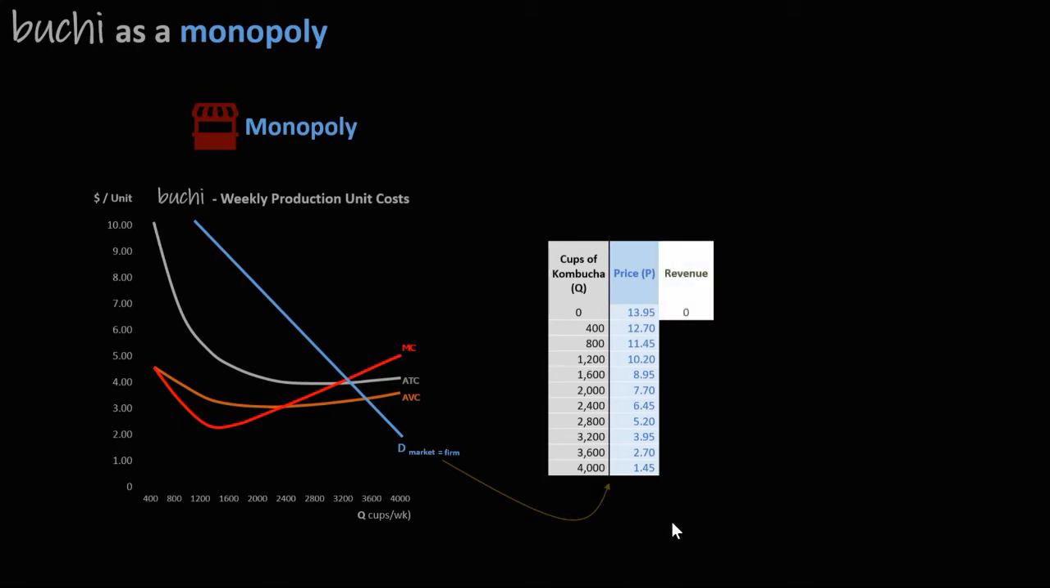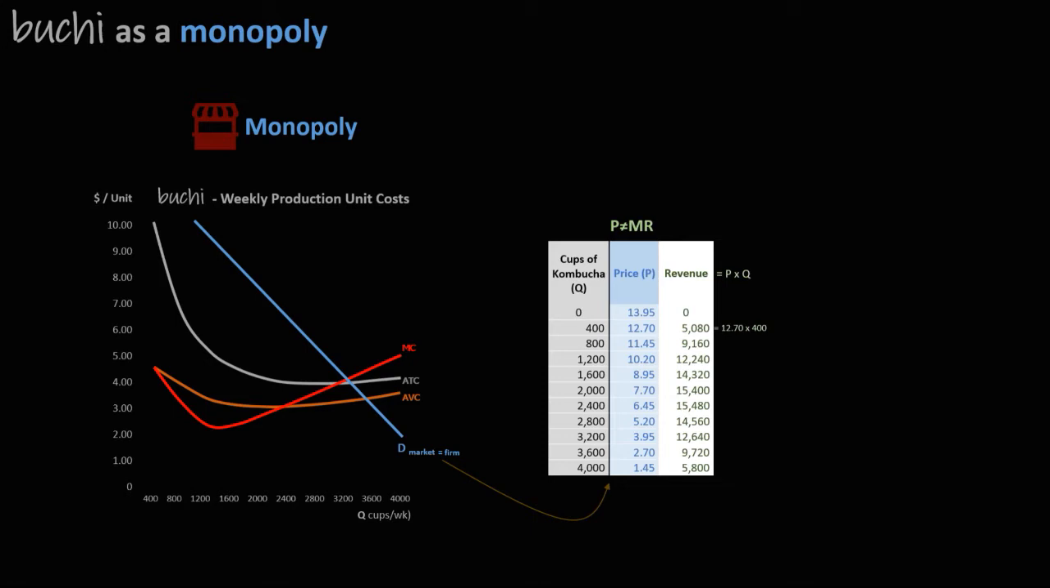We've got our cups of kombucha. Now the demand curve here, the downward sloping, this column represents price. So if we want to increase the quantity sold, we need to be decreasing our price. Now we can calculate our total revenue. So revenue is going to be price times quantity. So in this case, it's going to be the 1270 times 400, which gives us $5,080. And so we can complete that column.